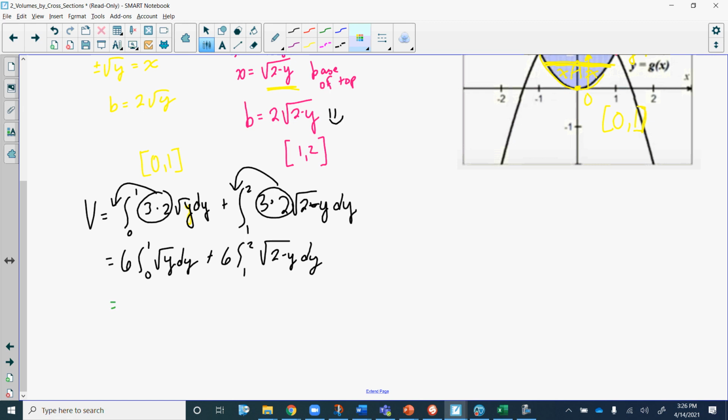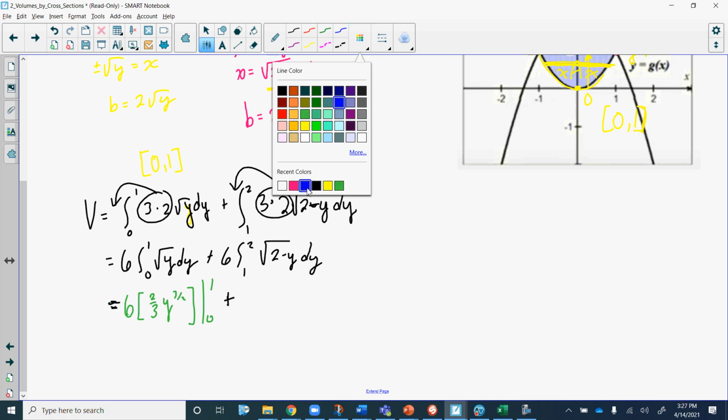So here I'm going to wind up with 6 times, so that would be y to the 1/2. 1/2 plus 1 is 3 over 2, so that would be 2/3 y to the 3 over 2 power, evaluated from 0 to 1, plus, and I guess this should be black. And let's do the other one in blue.